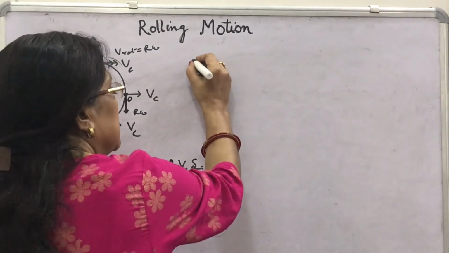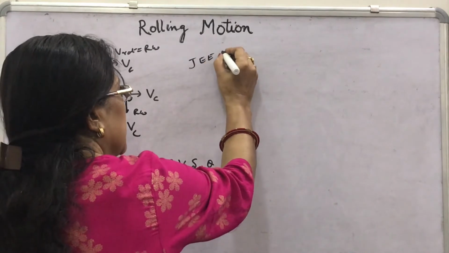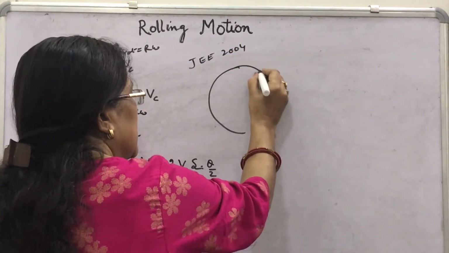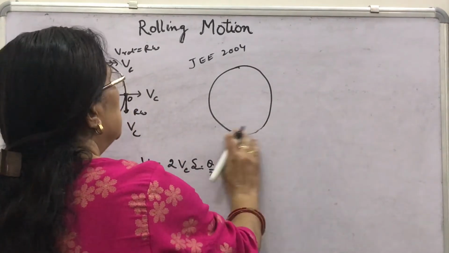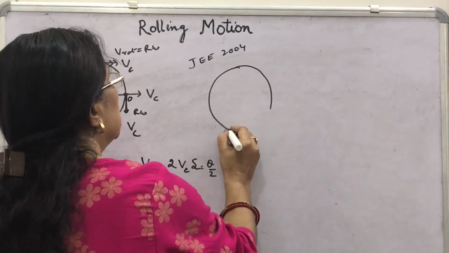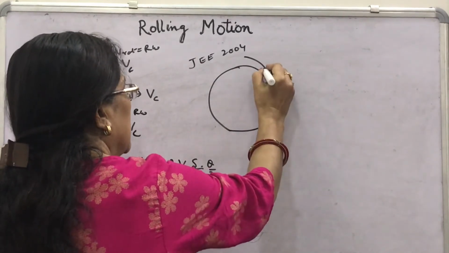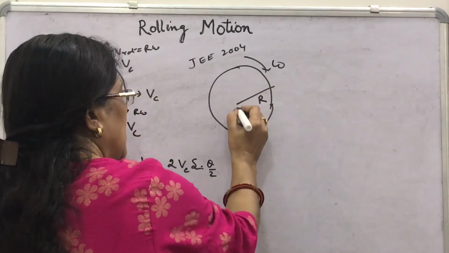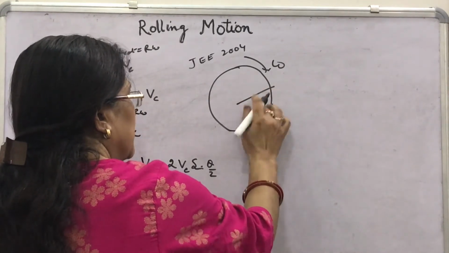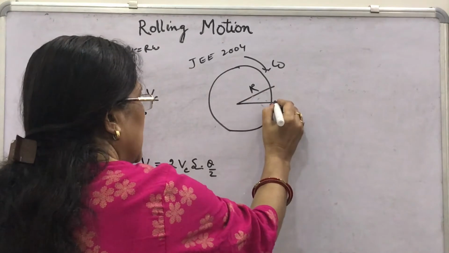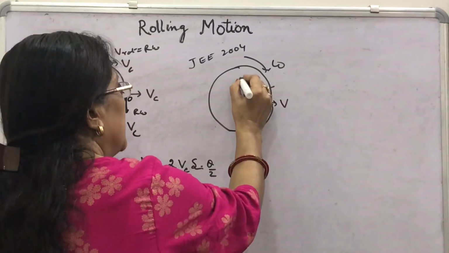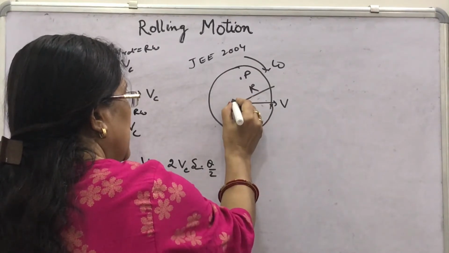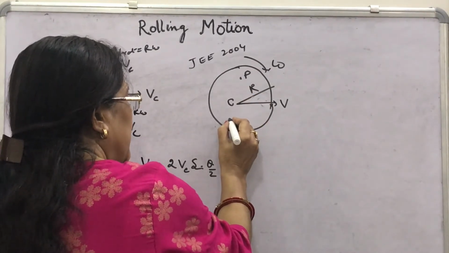One question which was asked in the JEE exam, I think 2004. It is given that in the same situation as here, an object is rolling and its angular velocity is omega, radius r. Its center of mass is moving with the velocity v. What is the speed at point P, at point C, at point Q?